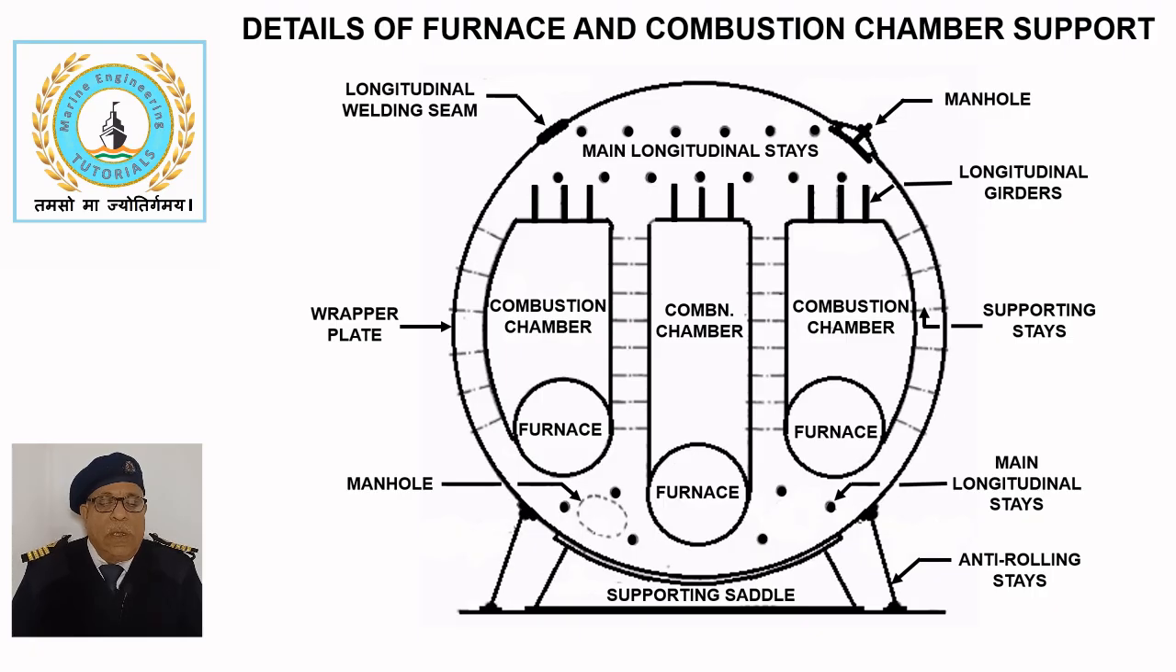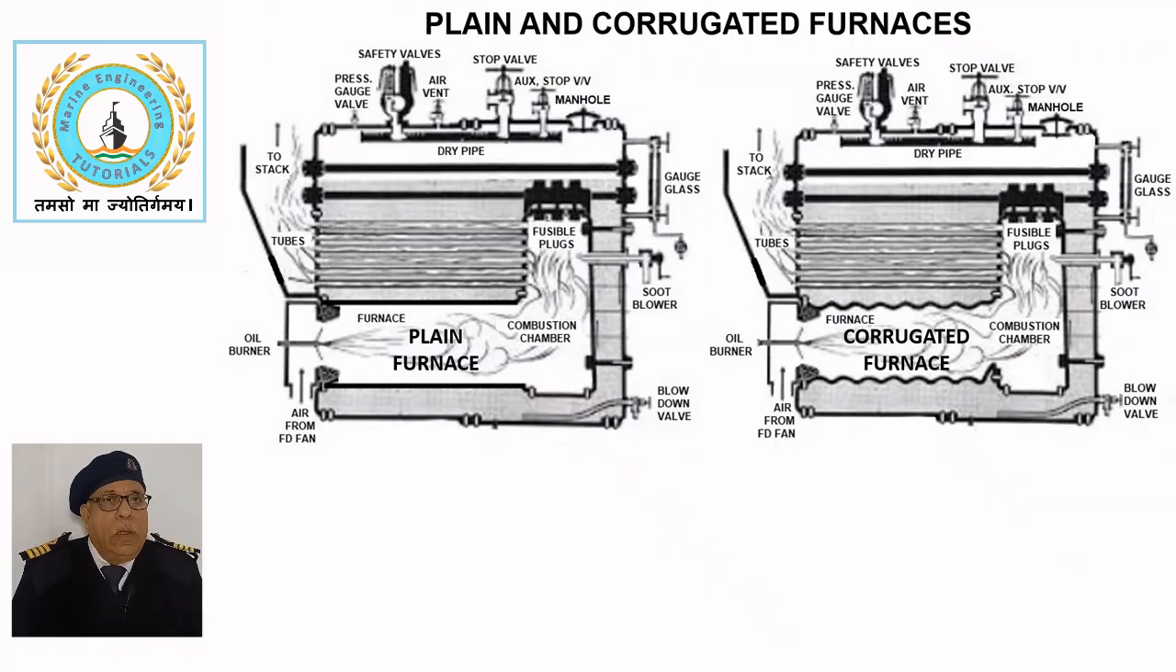Other designs were also in use, incorporating 2 or 3 furnaces depending on boiler size and the required evaporation rate. Plain and corrugated furnaces. This sketch shows Scotch boilers with plain and corrugated furnaces. Various internal and external details are also illustrated. Let us compare the advantages and disadvantages of a corrugated furnace.